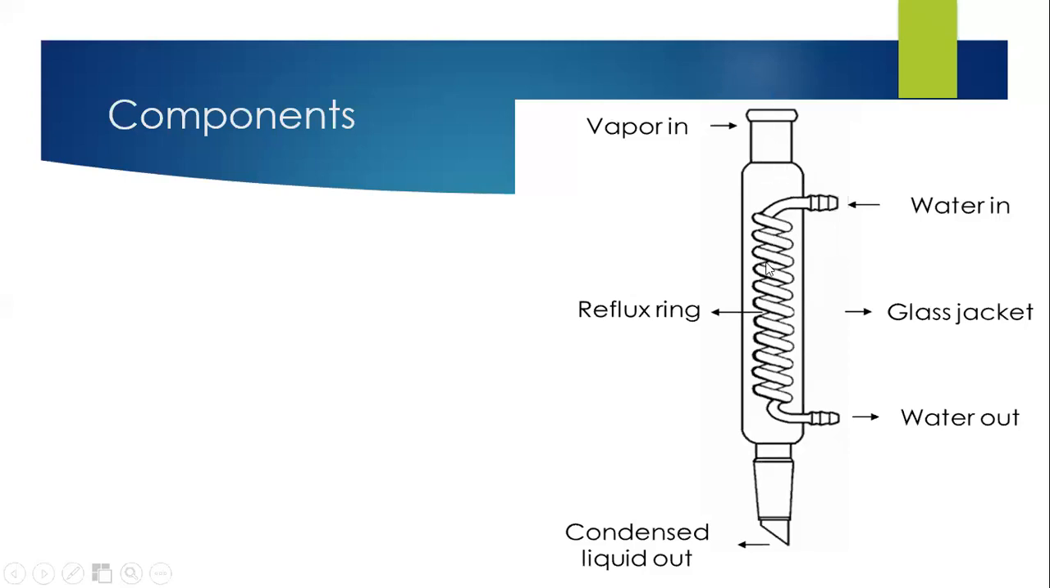You can see there is a coiled glass tubing for circulation of coolant. So cold water will enter from here and exit from this outlet valve. This coiling increases the surface area where the coolant will interact with the vapor. That means more cooling effect can be generated. So this coiled glass tube is called the reflux ring. When the water vapor comes into contact with the reflux ring, the condensation will happen.